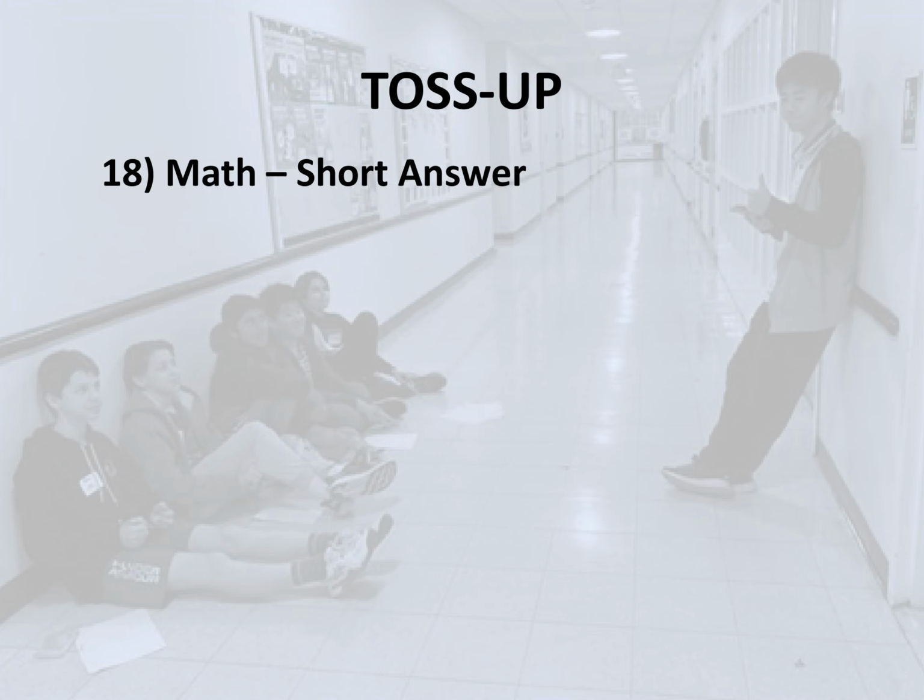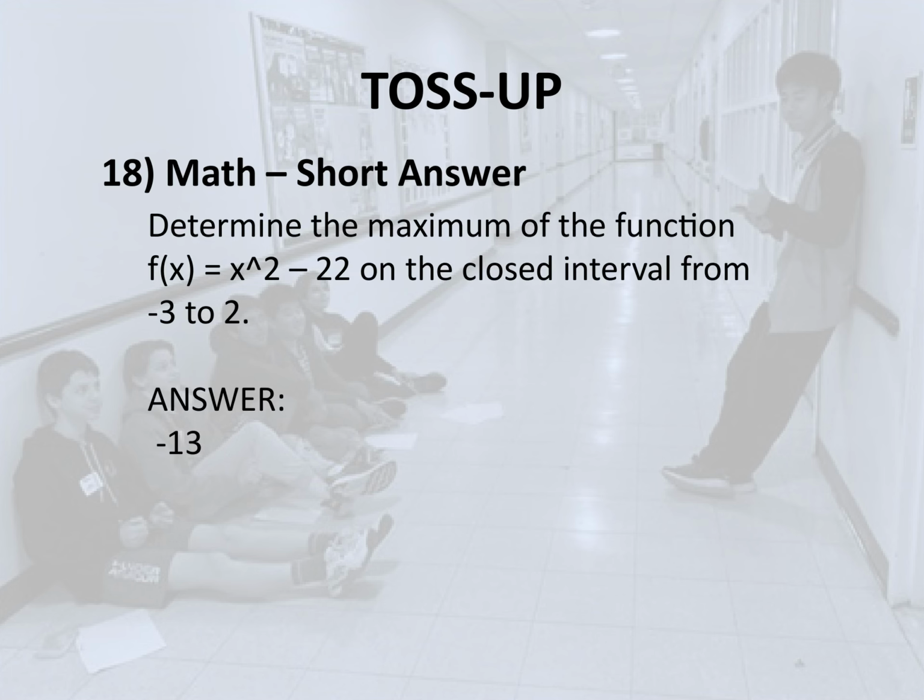Toss-up, 18. Math, short answer. Determine the maximum of the function f(x) equals x squared minus 22 on the closed interval from -3 to 2. Answer, -13.